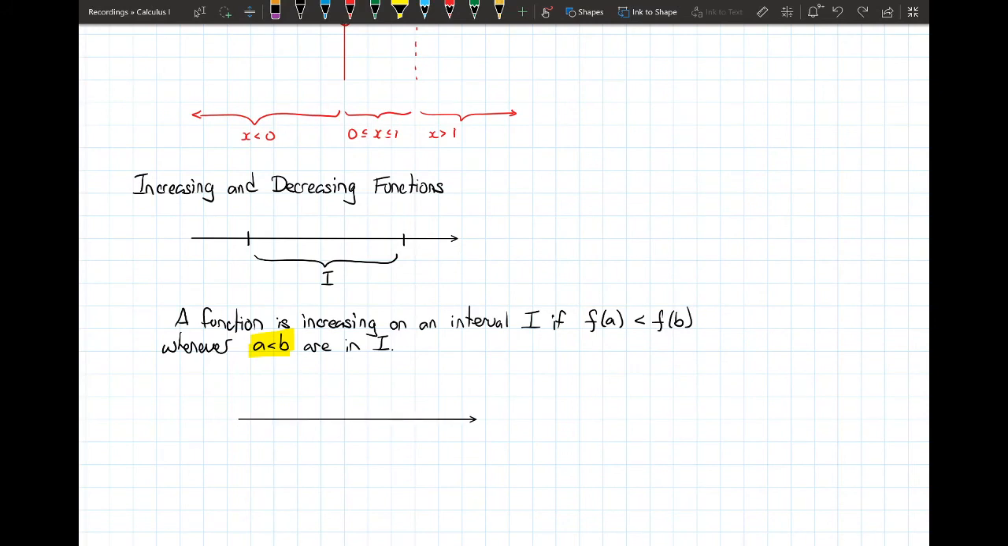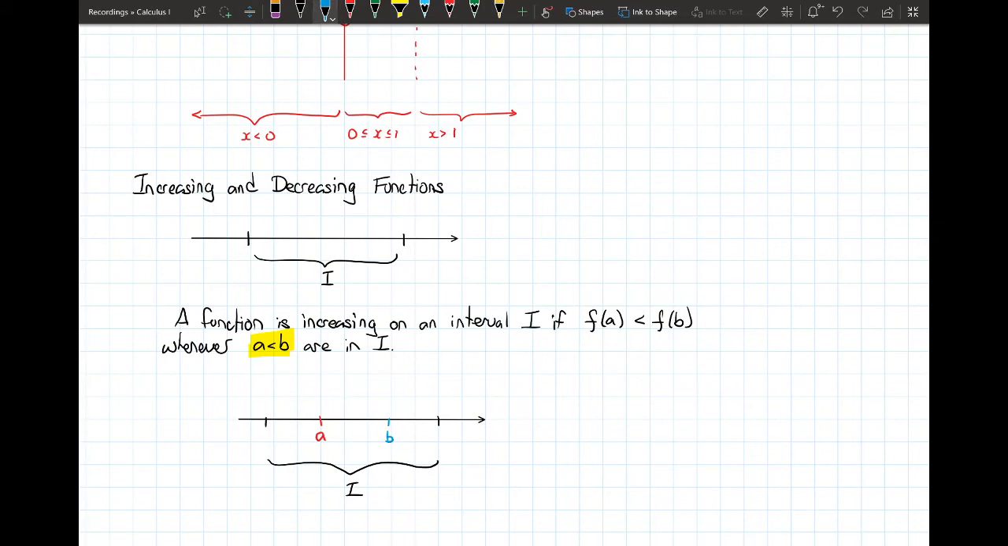Okay, here is our real number line, and here is our interval, capital I. Now, because a is less than b, we're free to choose a and b as we like. We just have to ensure that a is chosen always to be less than b. These can be any two numbers, but a is to the left.